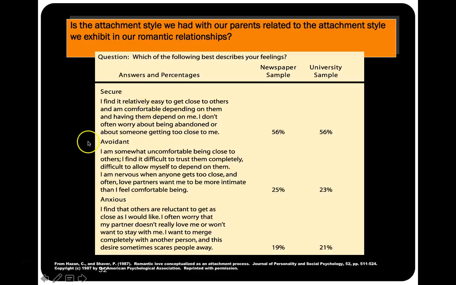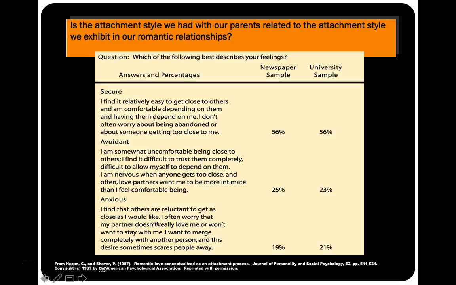What about the avoidant? I am somewhat uncomfortable being close to others. I find it difficult to trust them completely, difficult to allow myself to depend on them. I'm nervous when anyone gets too close. Love partners often want me to be more intimate than I'm comfortable with. About a quarter of both samples identified as having this kind of avoidant attachment style.